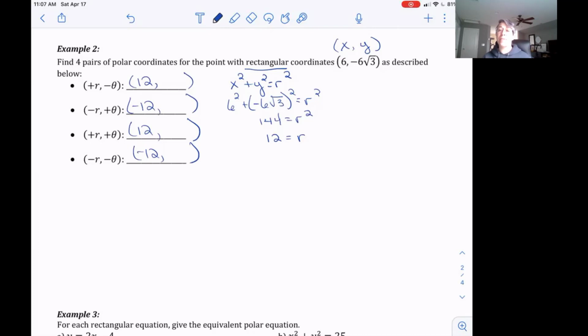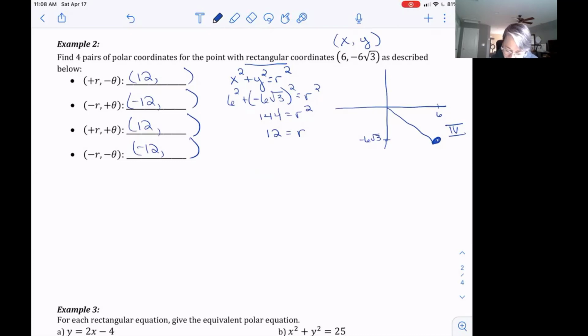So if we were to graph the 6, -6 square root of 3, we have a y of -6 square root of 3, we have an x of 6. So, you know, we would have a point somewhere down here in quadrant 4. So what we're wanting to do is find what those angles are. So let's remember cosine of theta equals x over r. So in this case, we would have 6 over 12. So we have a cosine value of 1/2.